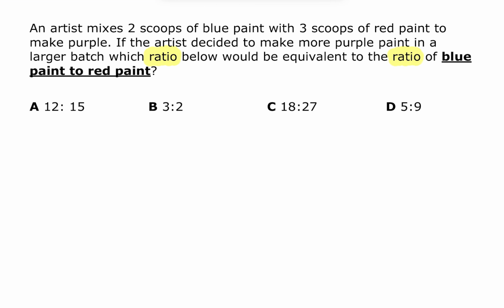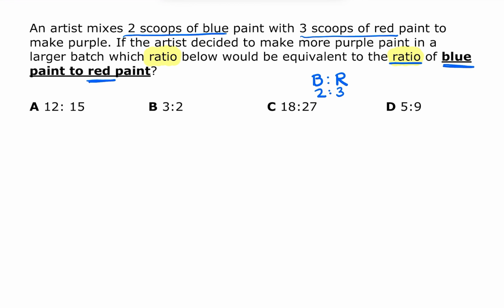So right here, when it says ratio, it is telling us the order they want us to work with. So in the sentence that says ratio, right here, it says blue, red. So blue goes first, red goes second. And then we just match. How much blue was there? Well, it says right here, there was 2 scoops of blue and 3 scoops of red. So 2, 3.